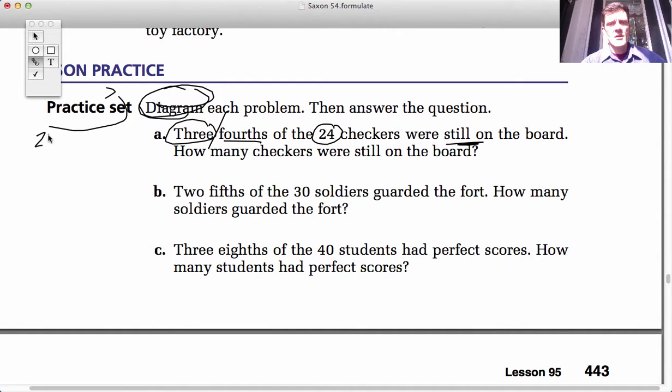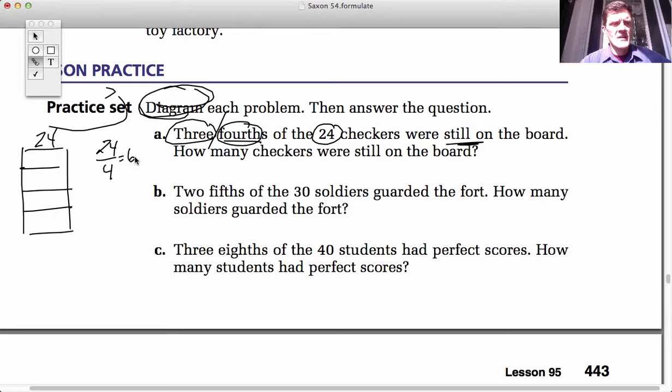So let's take our entire 24. That diagram, that's a rectangle, is representing all 24, and I'm going to divide it into fourths. So 1, 2, 3, 4. And that means how many is going to be in each group? Well, I take 24 divided by 4, and you get 6. So each of the 4 groups is going to have 6 in them. So that means you want 3 of those groups. 1, 2, 3. And this group down here is not still on the board.